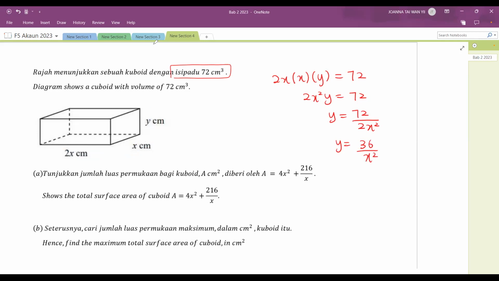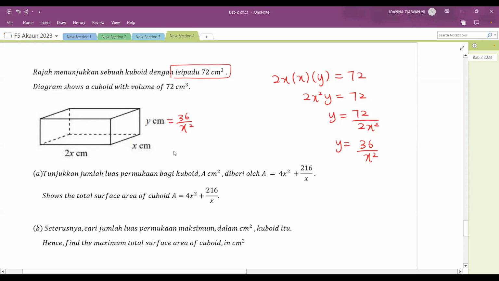Kenapa saya nak cari y sebenarnya? Sebab dia nak kita cari jumlah luas. They want me to find total surface area, but only got x, you see? Hanya ada x, tiada y kan? So, ini y, kita tak tulis y sudah. Kita tulis 36 per x kuasa 2. Understand?